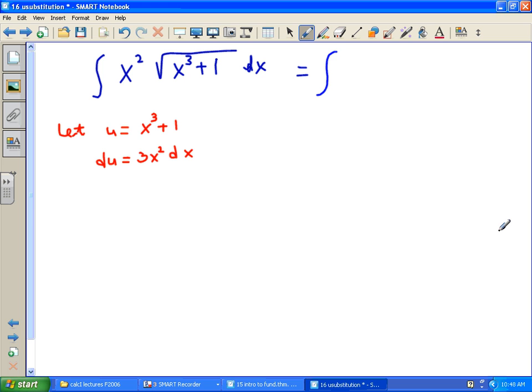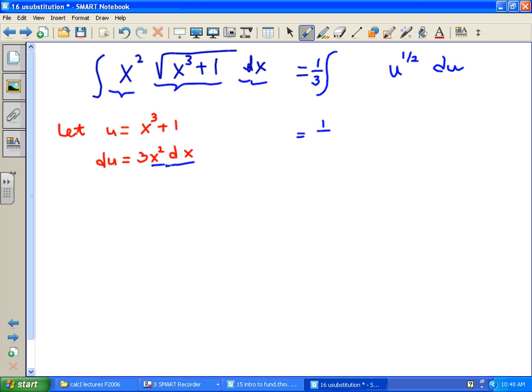Again, I choose u to be x cubed plus 1. Its derivative is 3x squared dx. First, the square root of x cubed plus 1, what can I write this as? In terms of u, that would be u to which power? U to the 1/2. And then the x squared dx is going to be the same as du over 3. I can put the du in and the 1/3 outside.